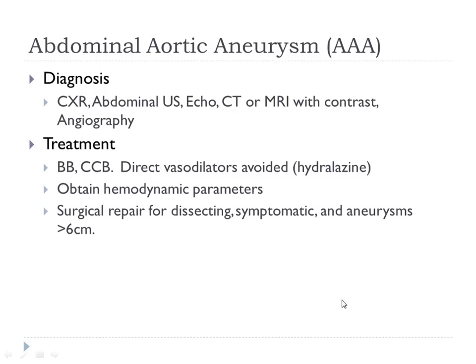An abdominal ultrasound is a good choice to look at this. They will look at it under ultrasound, and they can actually tell the size of the aneurysm. CTs, echoes, things like that can also give us a good idea of what's going on. We want to treat the blood pressure.